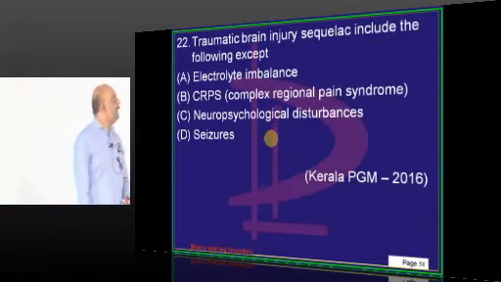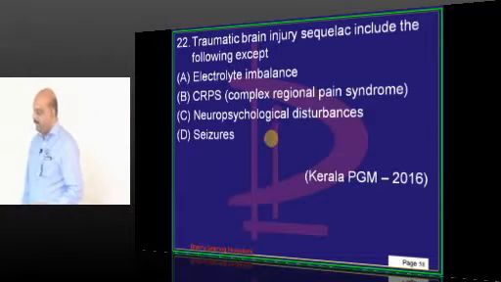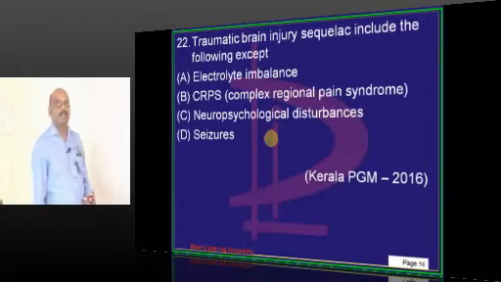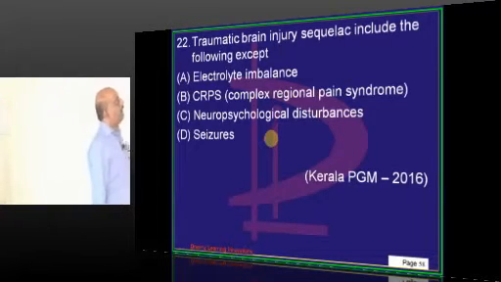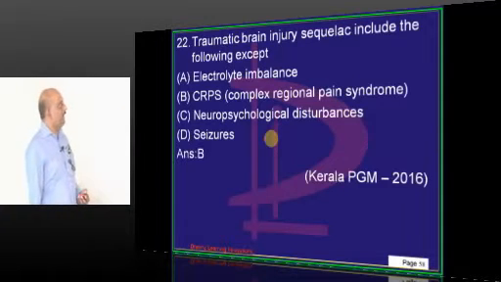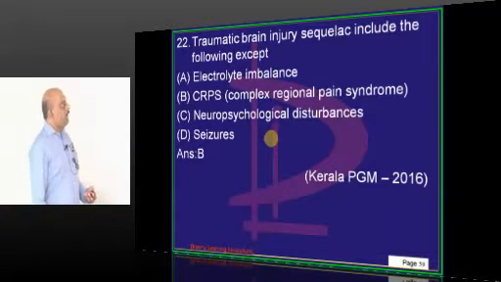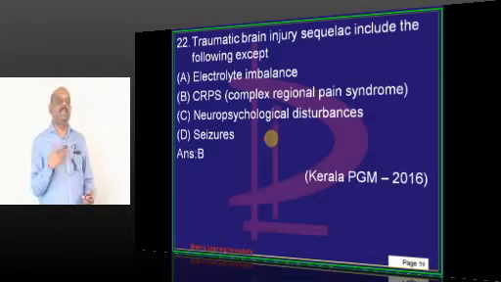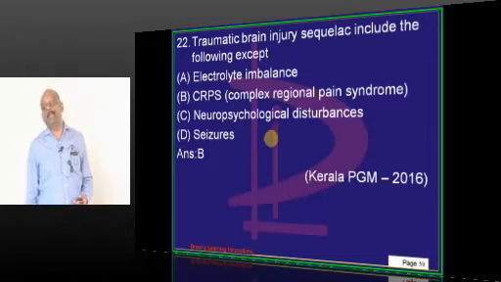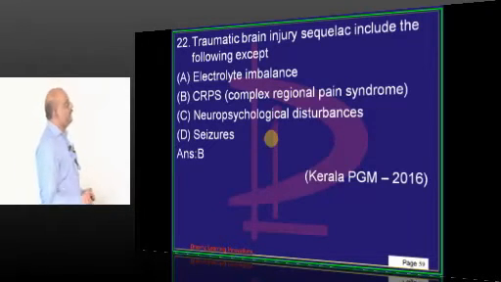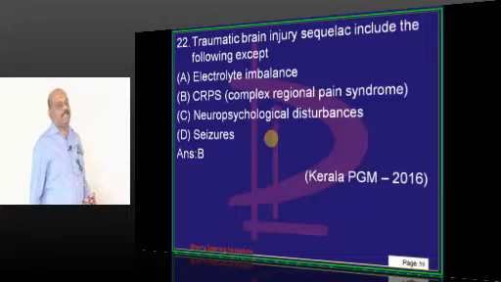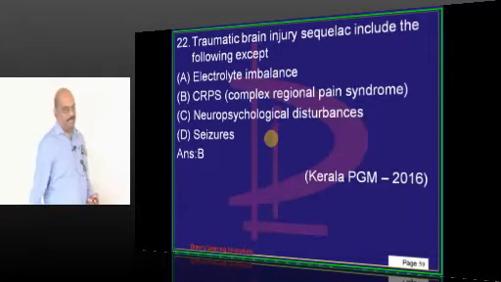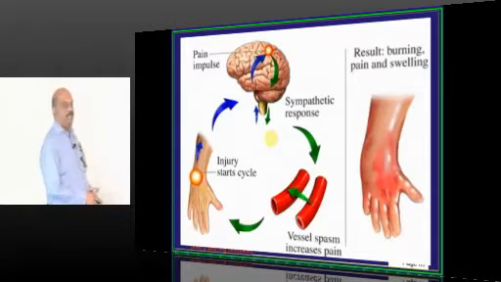So traumatic brain injury has sequelae. What do the sequelae include? Electrolyte imbalance, because whenever traumatic brain injury is there, there is a syndrome of inappropriate ADH secretion. Inappropriate ADH leads to water retention and the development of hyponatremia. Then there can be seizures. There can be neuropsychological disturbances. But you won't have Sudeck's dystrophy. So where do you get Sudeck's dystrophy?